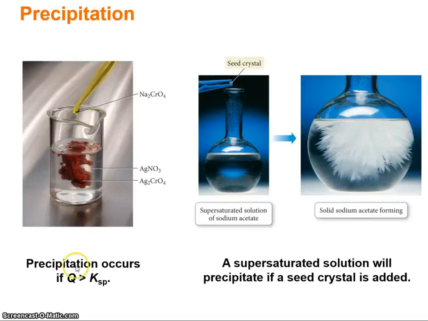Right. So precipitation is going to happen if Q is bigger than K. So I can add in some common ion here. Right. So I've got AgNO3. I'm going to add in sodium chromate and form silver chromate. I can precipitate it out if I've got a supersaturated solution, and the supersaturated solution is going to precipitate out until I reach the regular saturation conditions and I reach K.